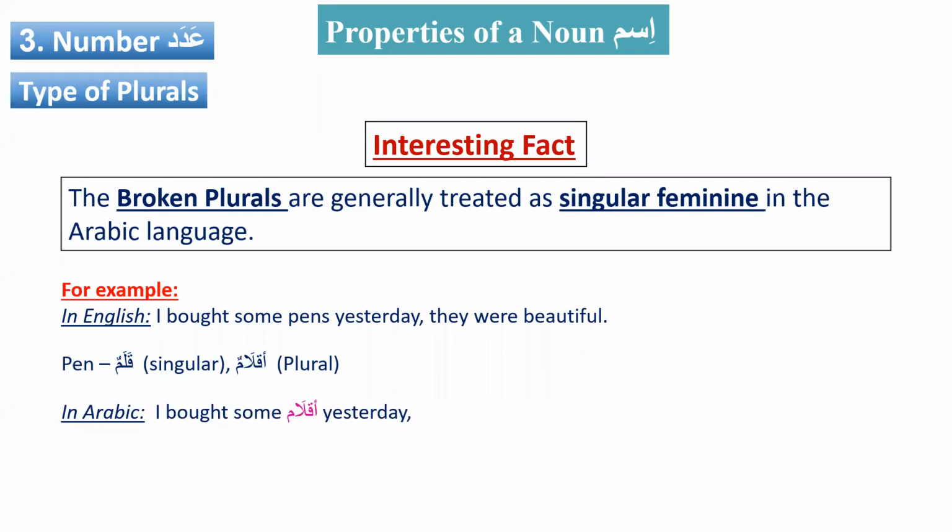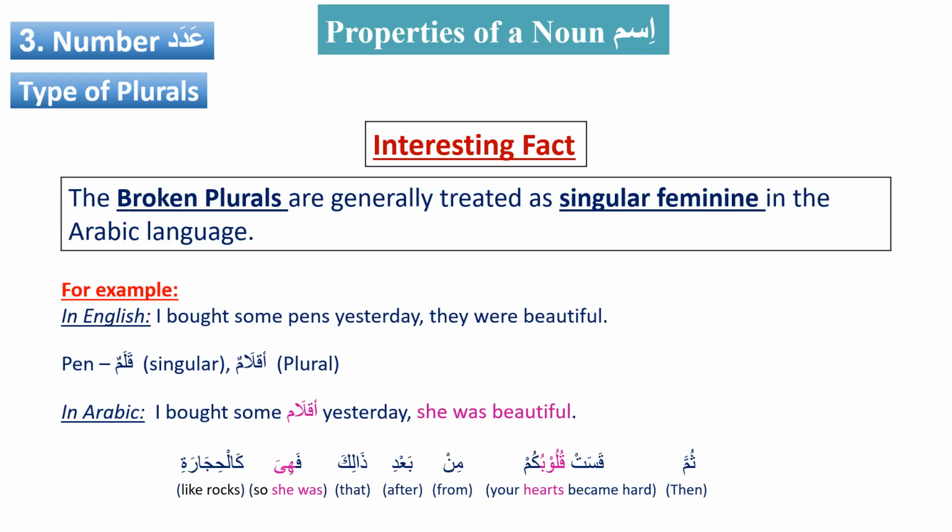And then I gave you an example, like somebody who speaks Arabic says the same sentence which was written above. This is how it will sound. I bought some aklam yesterday, and then it'll say, she was beautiful. Instead of saying they were beautiful, it will say she was beautiful, because aklam is a broken plural and it will be treated as singular feminine.